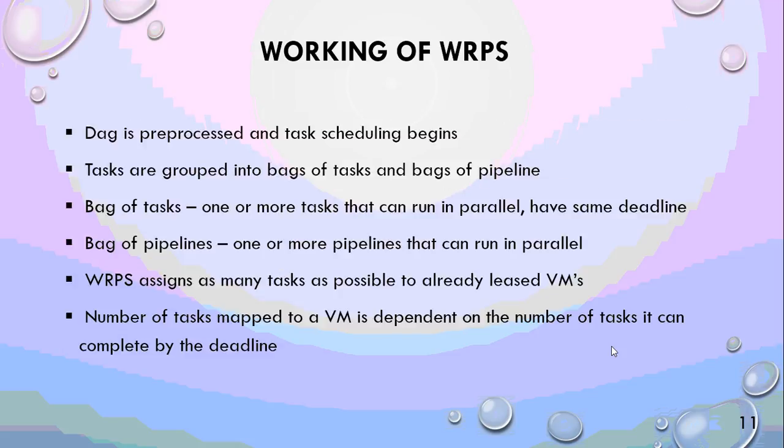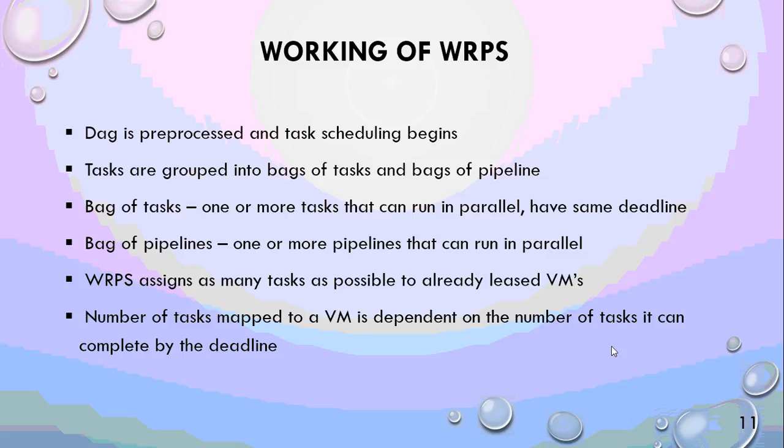This is how the WRPS works. The DAG is first pre-processed and task scheduling begins. Tasks are grouped into bags of tasks and bags of pipelines. Bags of tasks are one or more tasks that can run in parallel. Bags of pipelines are one or more pipelines that can run in parallel. The difference is that the tasks in a bag of tasks have the same deadline, whereas the bags of pipelines have different deadlines. The WRPS assigns as many tasks as possible to the already leased virtual machines.